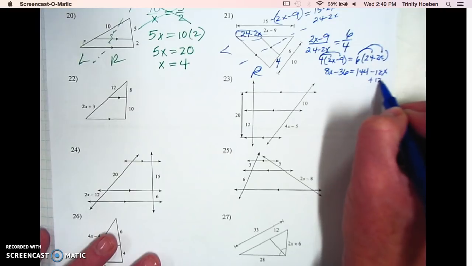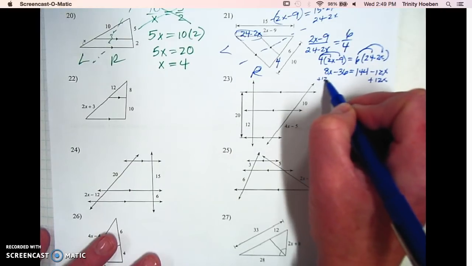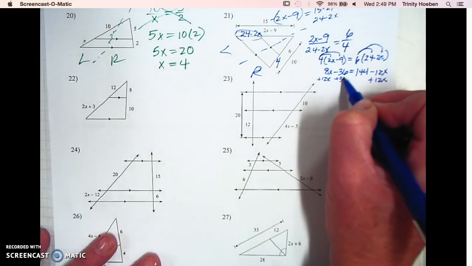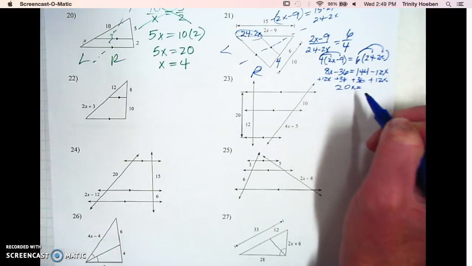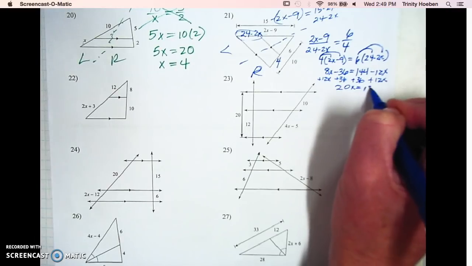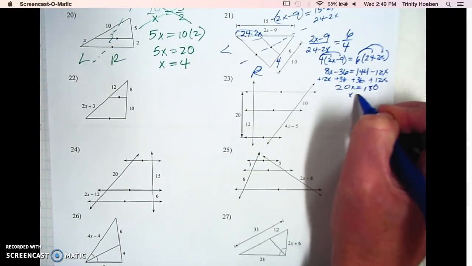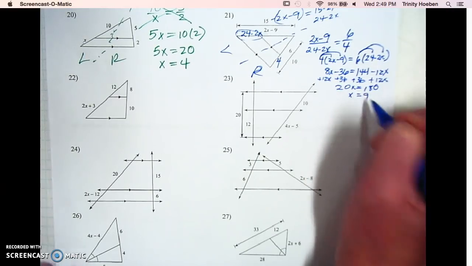So I'm going to add 12x to both sides. In the same step, I'm going to add 36 to both sides. That leaves me with 20x equal to 180. Divide both sides by 20. I got x equals 9.